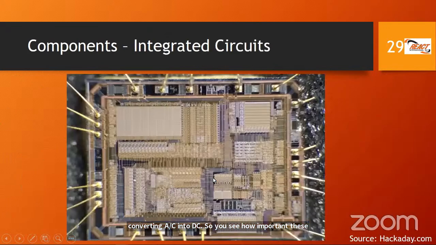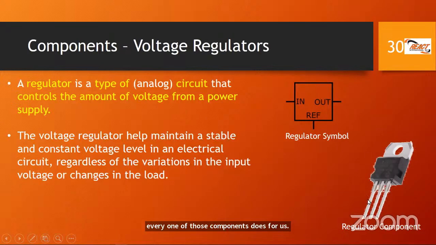does for us. So we are the voltage regulator, and we say the voltage regulator helps to maintain a stable and constant voltage in an electrical circuit, regardless of the variation in the input voltage or the changes in load. It keeps us nice and steady, all right? But for your exam, this is the definition that you need to learn. A regulator is a type of circuit that controls the amount of voltage from a power supply. So learn this for your exam.